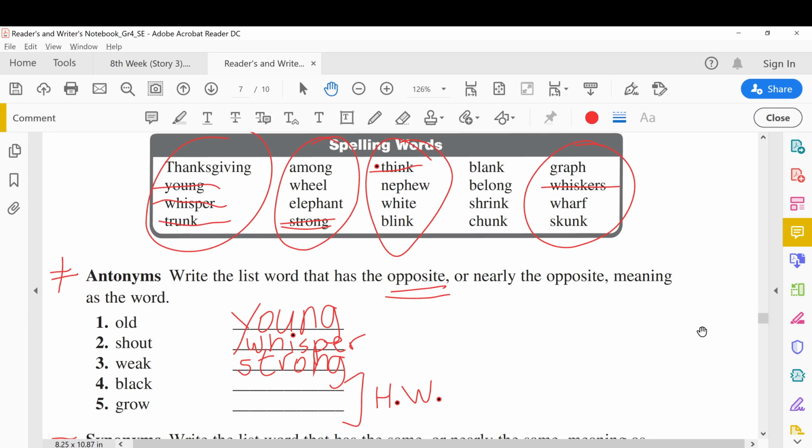So do we have these words or do we have another one? It's here: blank, belong, shrink, chunk. Which one? The word we want is chunk. He cut himself a large chunk of cheese. All right, chunk.